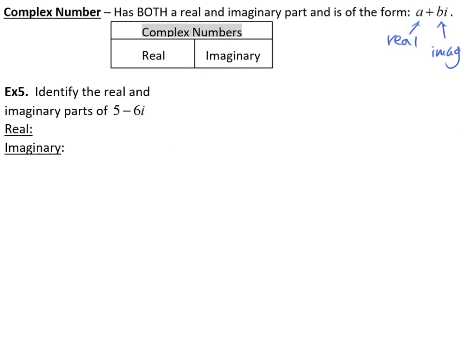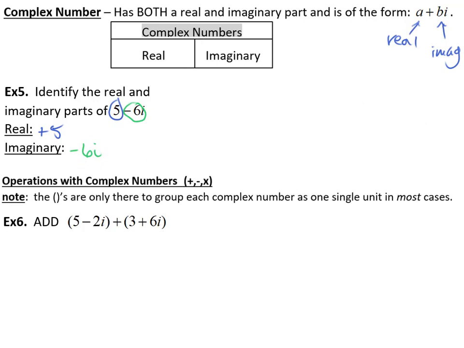So let's go over an example. Let's say I wrote this complex number, 5 minus 6i. Identify the real and imaginary parts. Well, the real part here is positive 5. And our imaginary part, and we keep the sign with it, is negative 6i. Your imaginary part should always have i with it. You do want to keep that sign in front. And our real part was positive 5. So hopefully pretty easy to identify those two parts.